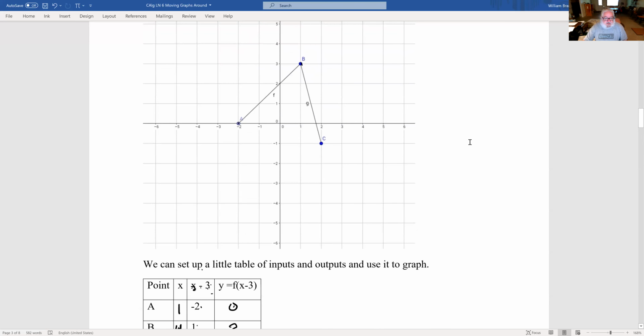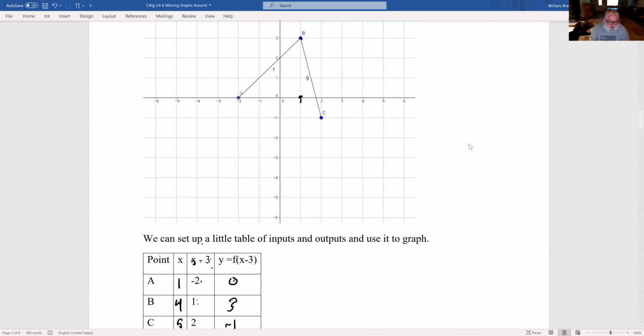So f of x minus 3 means I take the x value 1, I subtract 3 from it, and then I look on the graph where it should be, and that should be 0. And my x is 4 and y is 3, so 4 and 3. So if I want to calculate f of x minus 3 with x equals 4, that means take 4, subtract 3 from it, that's 1, and that gives you this y value. And then c should be 5 comma minus 1.